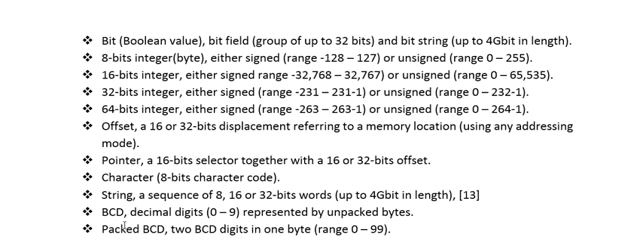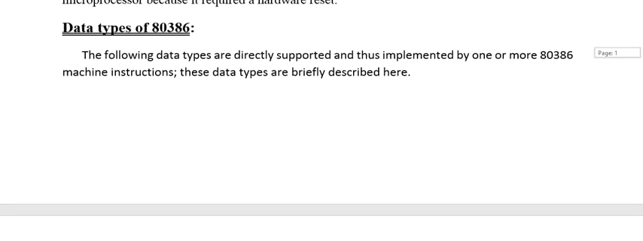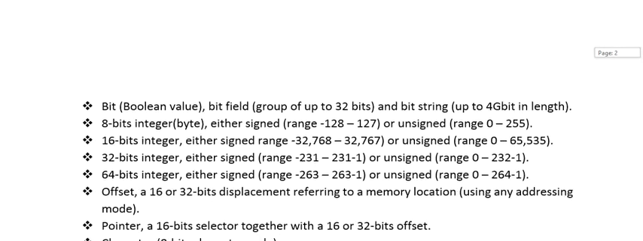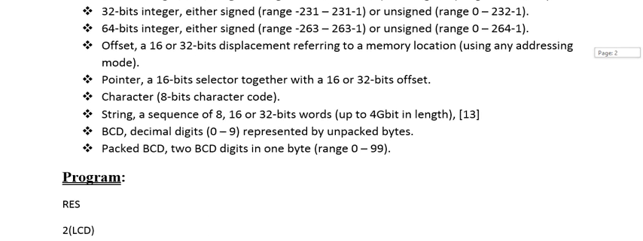or BCD. You all know about BCD codes. Decimals 0 to 9 are presented by unpacked bytes; packed BCD has 2 BCD digits in 1 byte. These are all the data types of the 80386 microprocessor.